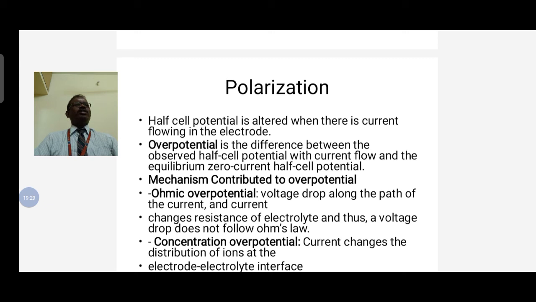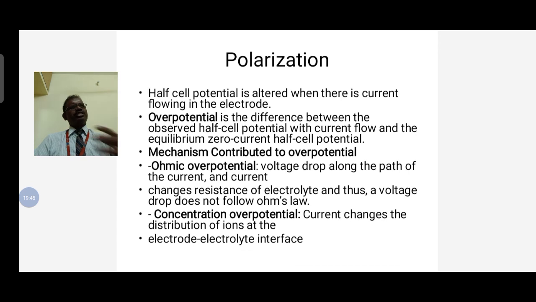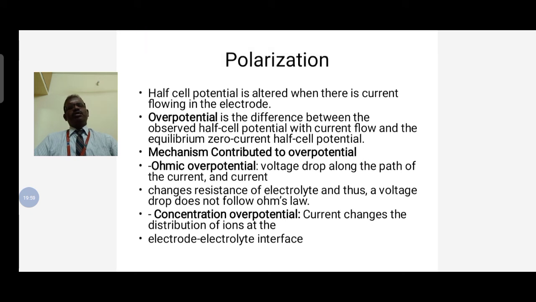Here, what are the different functions of electrodes? Working of electrodes, we'll see in the next class. What are the electrodes? Construction and working of electrodes, and the equivalent circuit of these electrodes, we'll see in the next class.